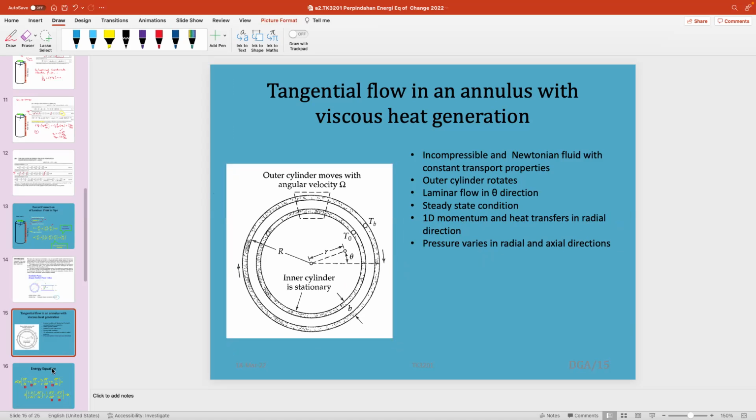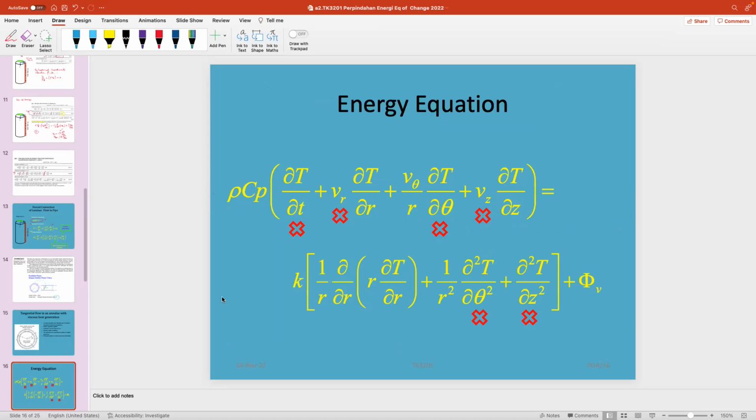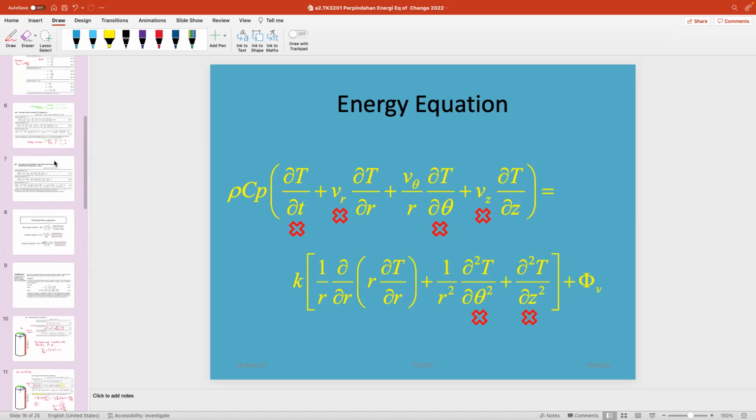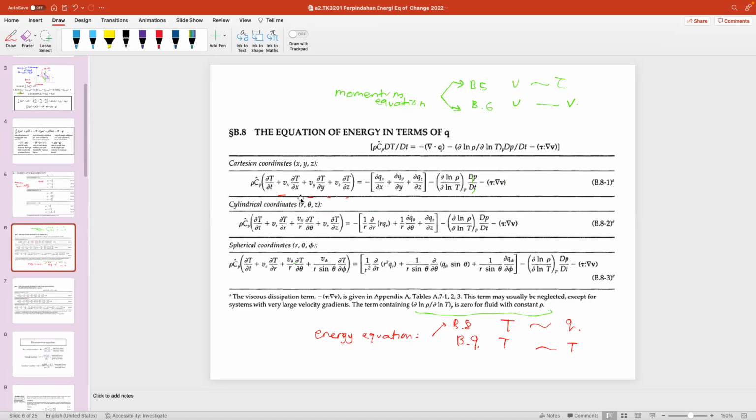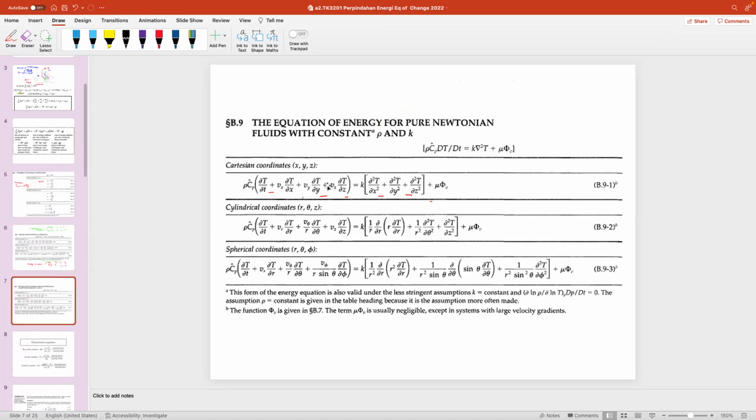To put in the energy equation, because it is cylindrical, we can go back to the energy equation in cylindrical coordinates, in terms of temperature, because we know that we have this one in terms of temperature. That's appendix B9. So let's have a look.